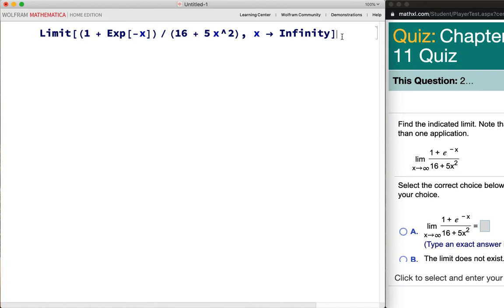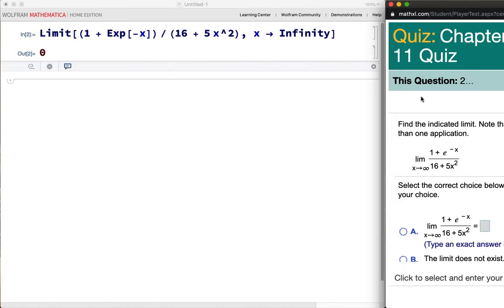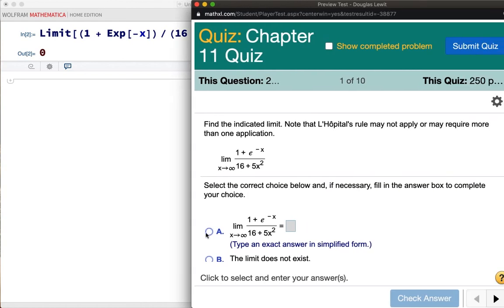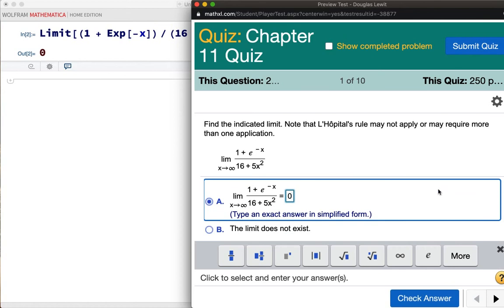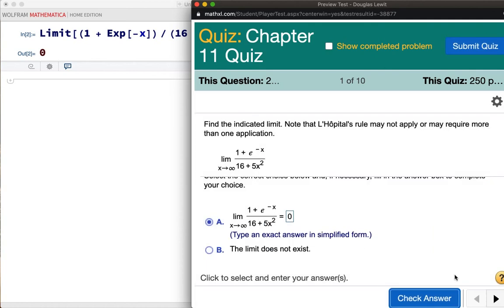Let's see if the computer agrees with us. Okay, it's true. The limit is 0, which intuitively makes sense. So the answer is simply going to be option A, or choice A. The limit of the expression is 0. And your input is correct, score 100%. So right over here, Pearson seems to agree with me. Okay, let's move on to the next problem.